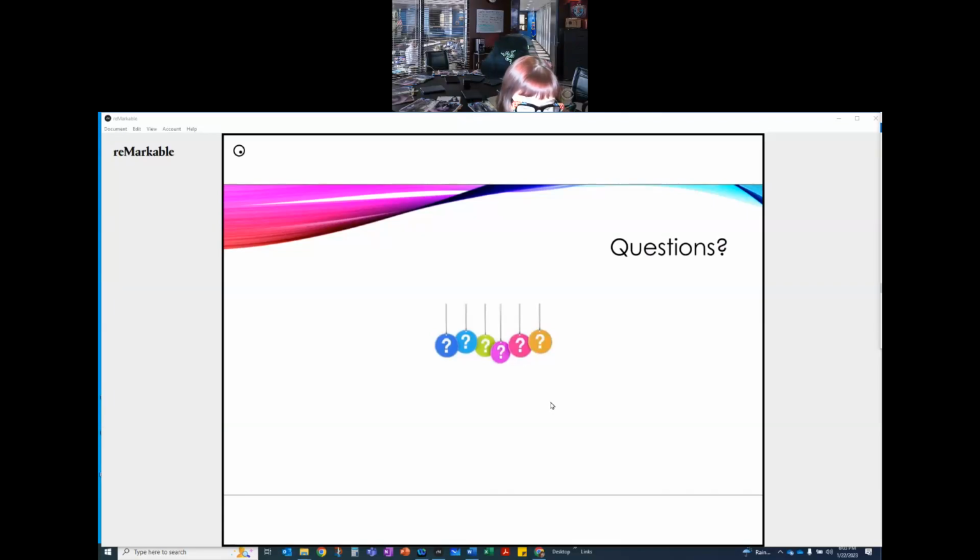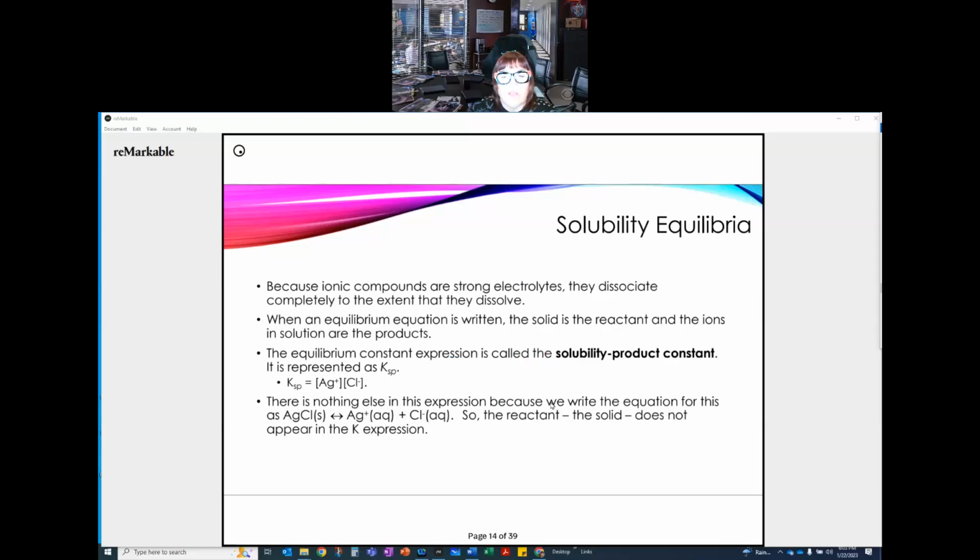There are a couple of things we'll be talking about in terms of solubility equilibrium. One of which is how to predict if something is soluble or not. Solubility equilibria has a lot to do with this KSP that we just talked about, the solubility product constant.